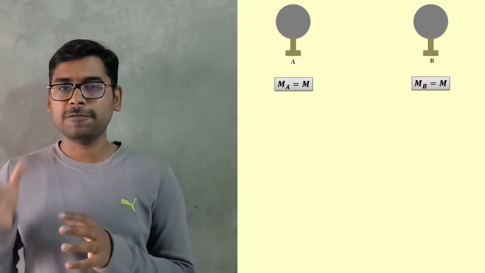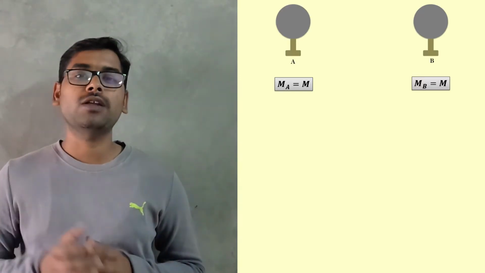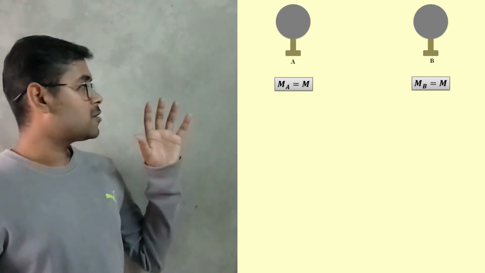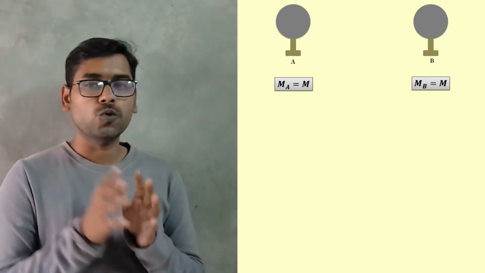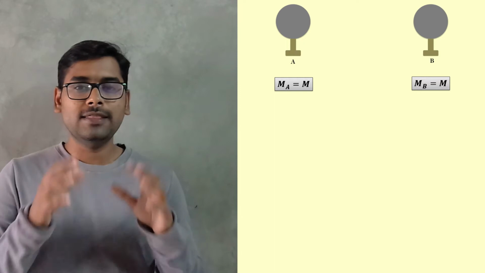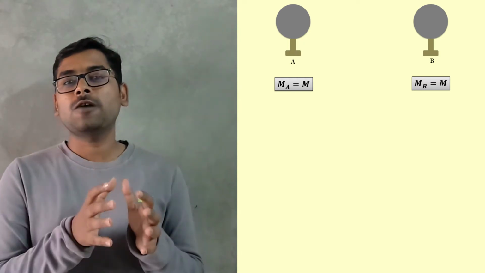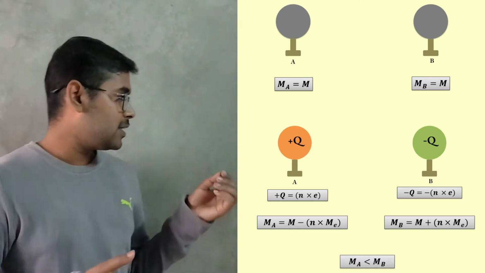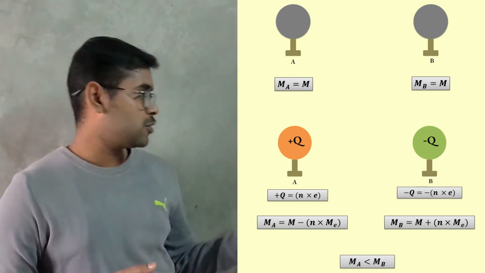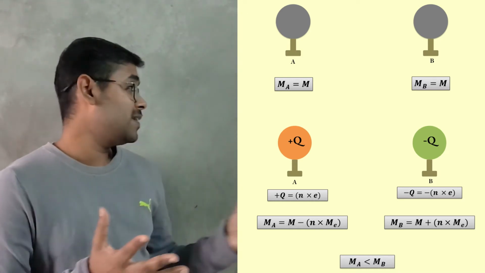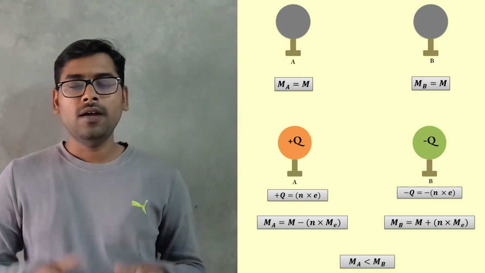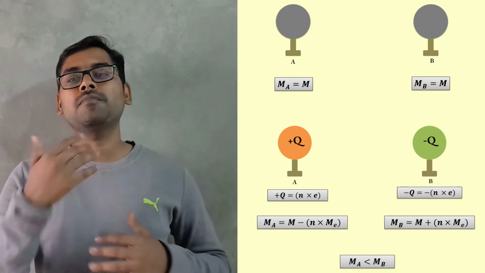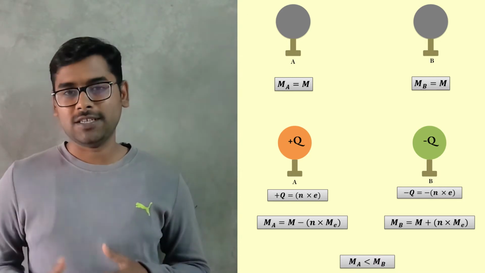Guys, here in this question we have two identical metallic spheres A and B having equal masses. Let's say mass of A is equal to mass of B is equal to some m. And these two spheres are given equal amount of positive and negative charges. So let's say charge on sphere A is +Q and charge on sphere B is -Q. Now we need to tell what happens to the masses of these spheres after charging.